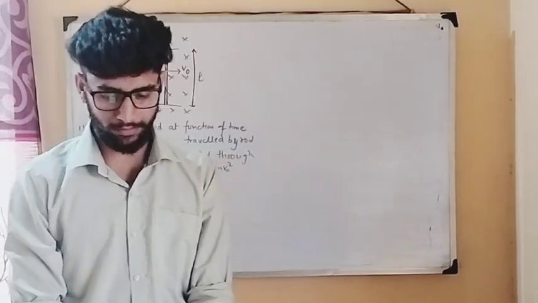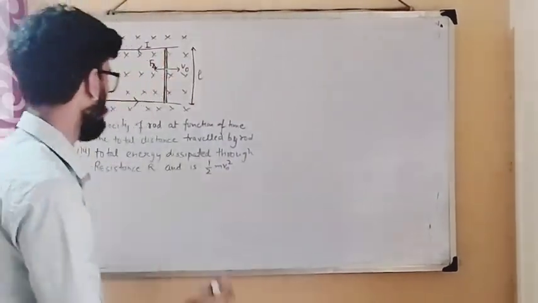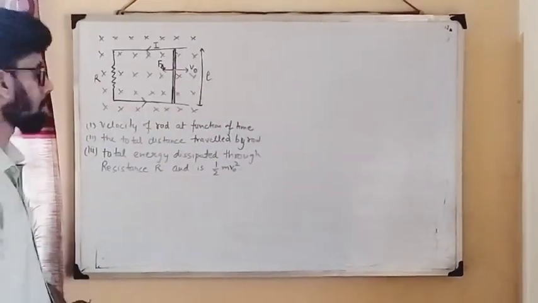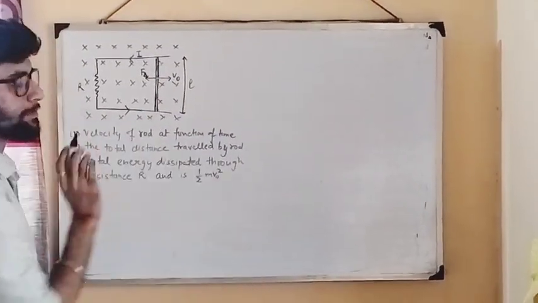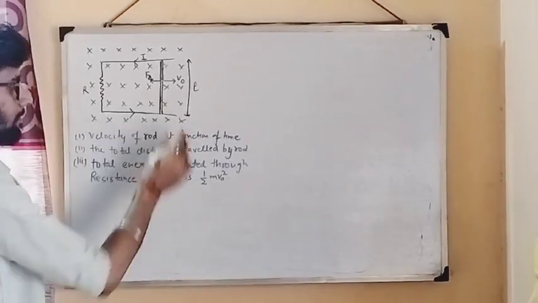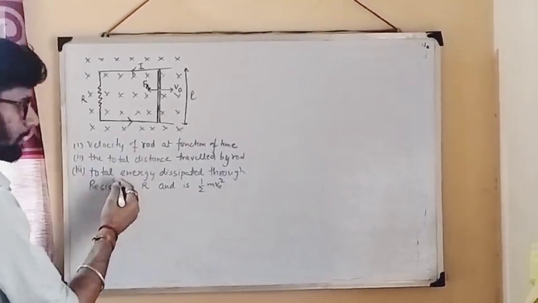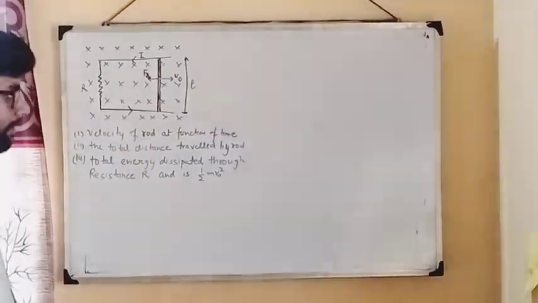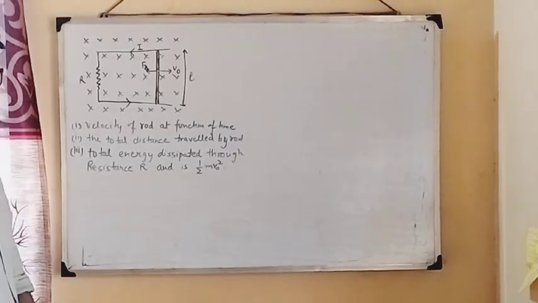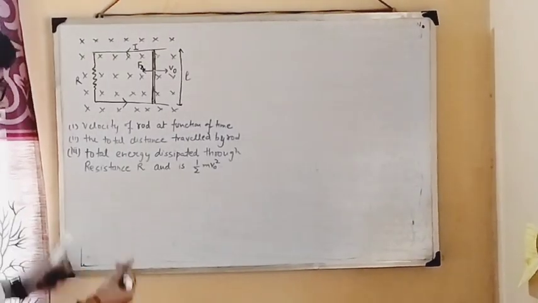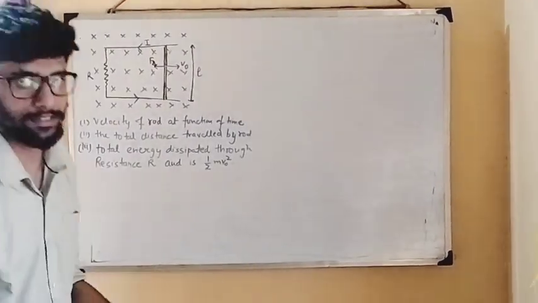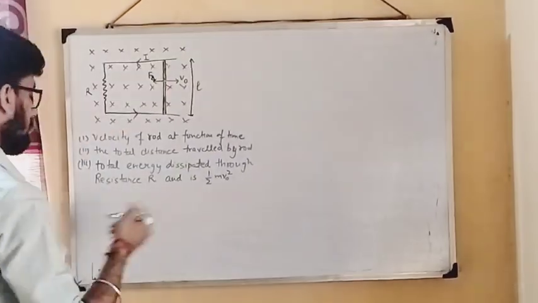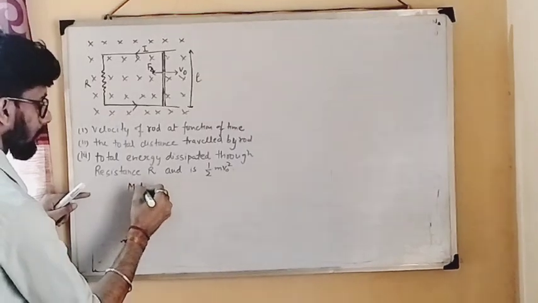We have to find the velocity of the rod as a function of time, the total distance traveled by the rod before it stops, and the last part of the question asks about the total energy dissipated through the resistance R. So how are we going to approach this question? Actually, it is a question of electromagnetic induction, and it is the case of motional EMF.